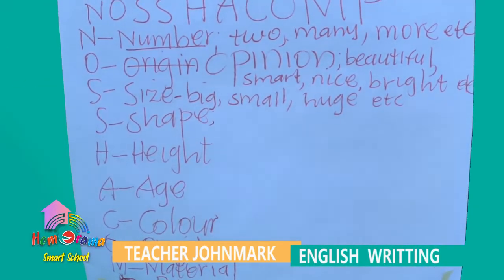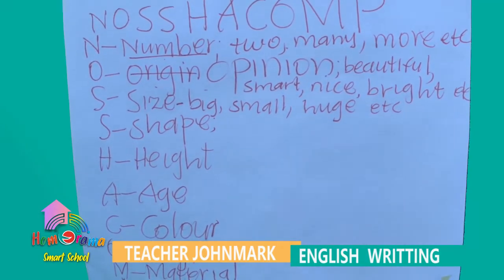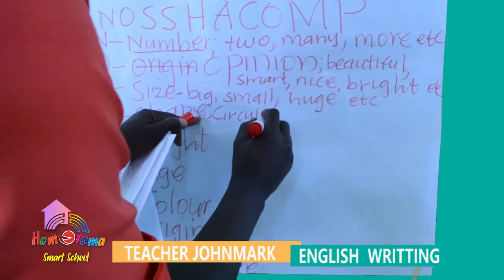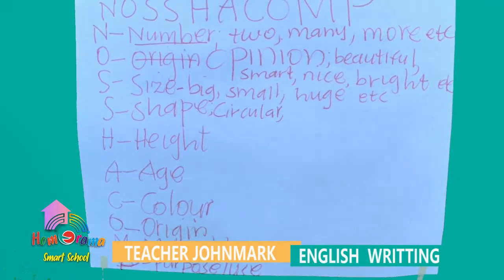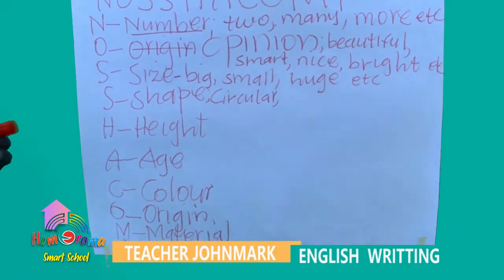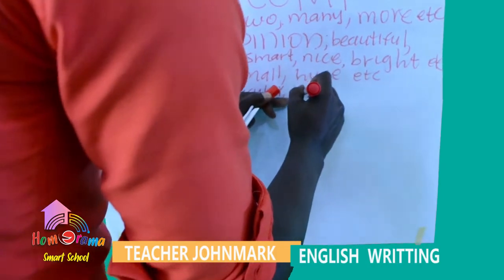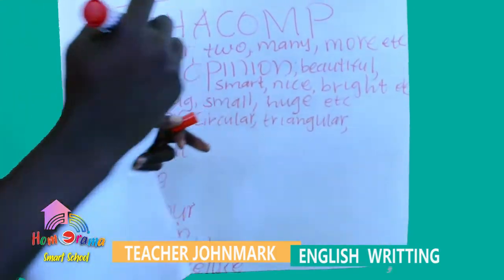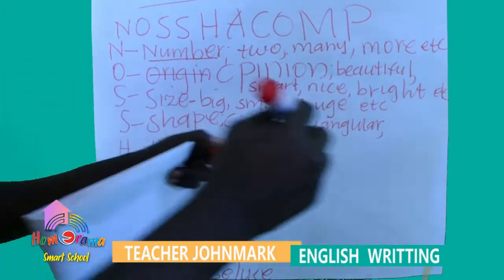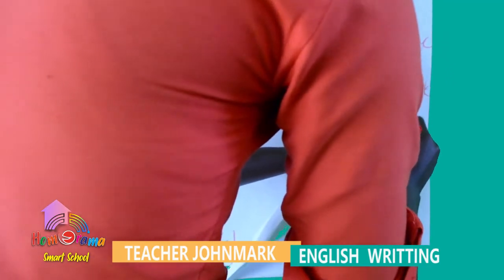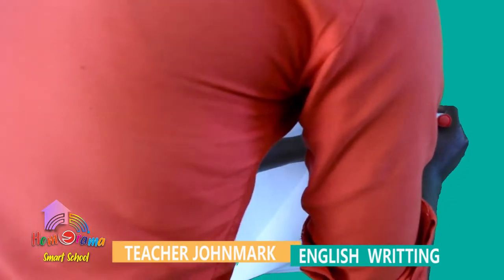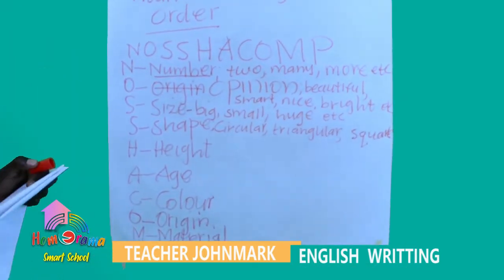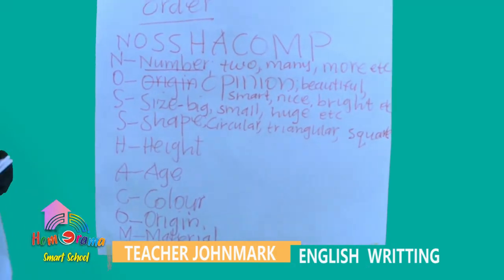Now, if an item being talked about is in the shape of a circle, then we say it is circular. Again, if it is in the shape of a triangle, then we say it's triangular. If it is in the shape of a square, we do not say squarcular, but we simply say square. Okay? If it is in the shape of a rectangle, then we say it's rectangular.